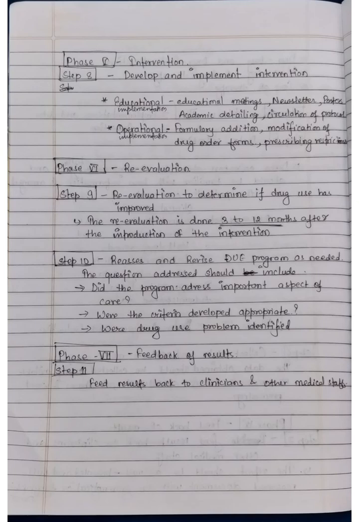Phase 6, reevaluation. And step 9, reevaluation to determine if the drug use has improved. The reevaluation is done 3 to 12 months after the introduction of the intervention. Step 10, reassess and revise DUE program as needed. The questions addressed should include: did the program address important aspects of care, were the criteria developed appropriate, were drug use problems identified. Phase 7, feedback of result. Step 11, that is feedback to the clinician and other medical staff.